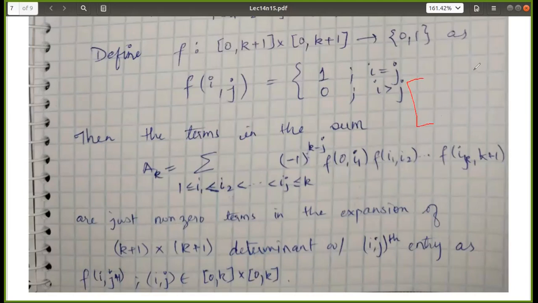So in this k plus 2 by k plus 2 matrix, which we started off with, all the entries here were known. So in particular, the entry at n comma 1 was known here. This was 1.